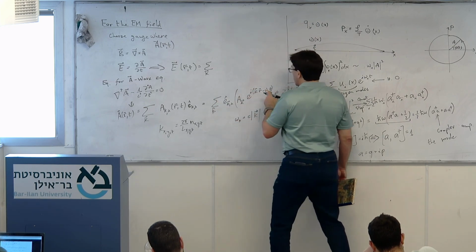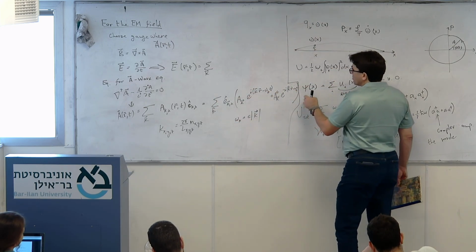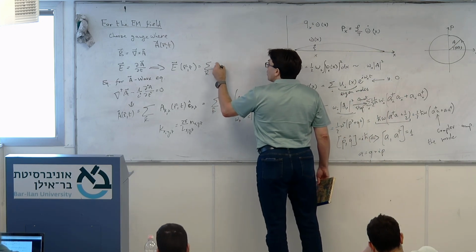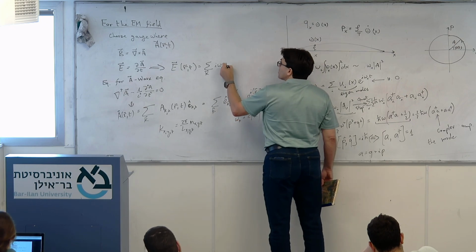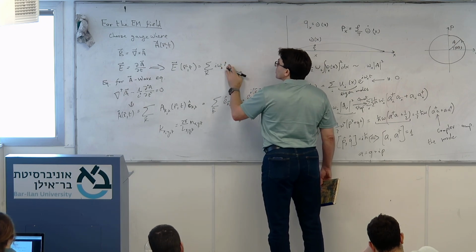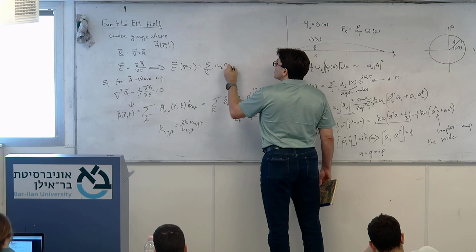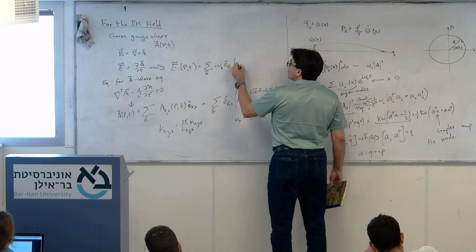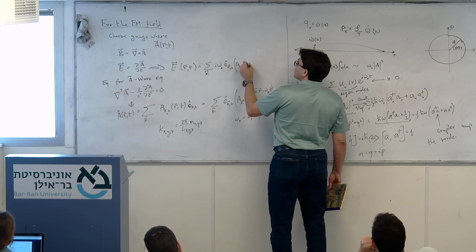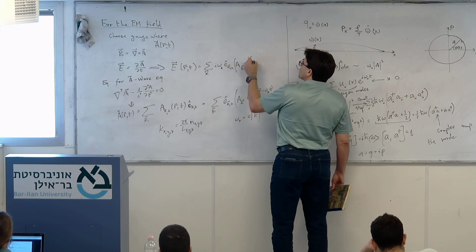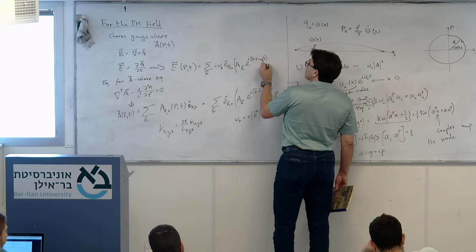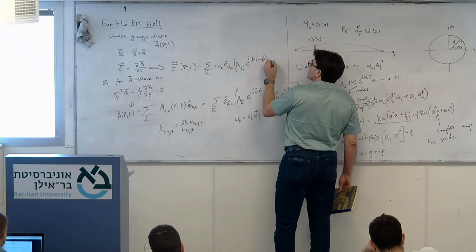And here we're going to take the derivative with respect to time, so we're going to have just i omega K times e K lambda, the polarization vector. And then A K times e to the i, same, and here minus A K star.